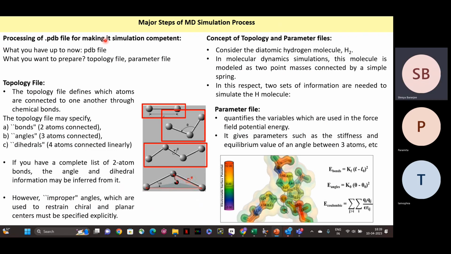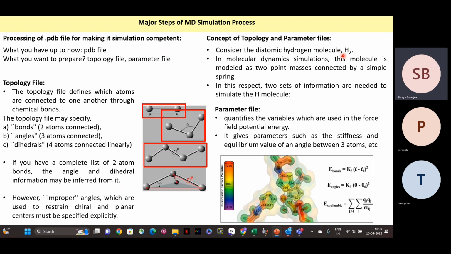But before all this, you have to make the PDB file consistent with the simulation. So we have the PDB file. What we need to prepare are two kinds of files called the topology file and the parameter file. So basically, why do we need this?